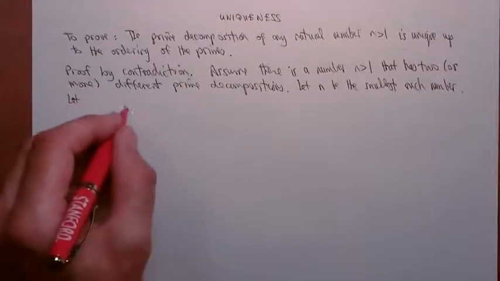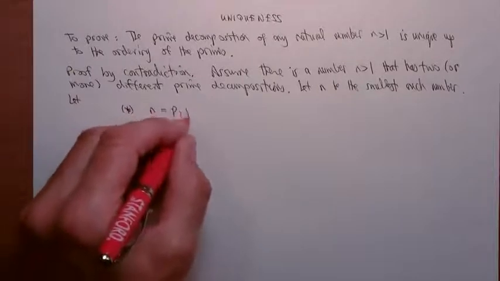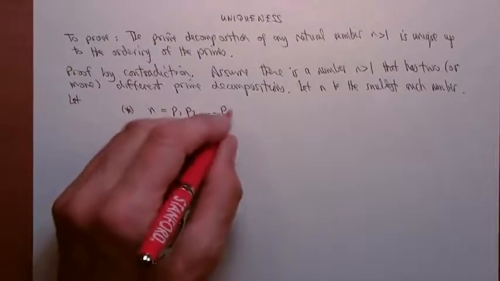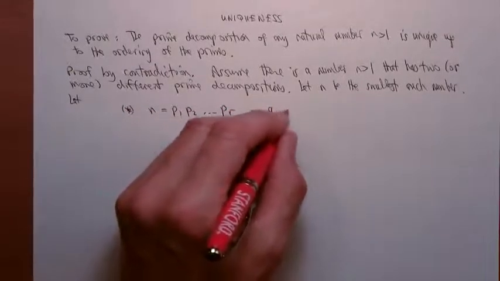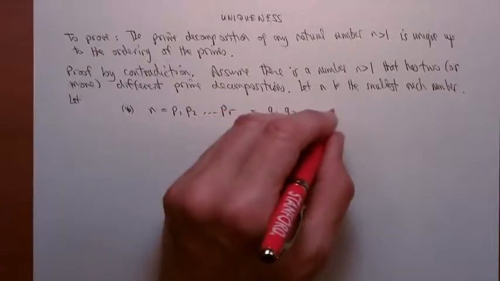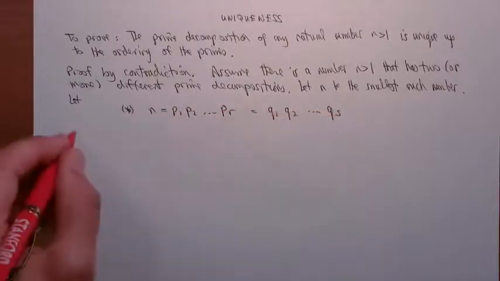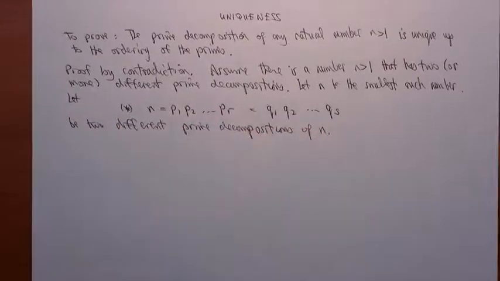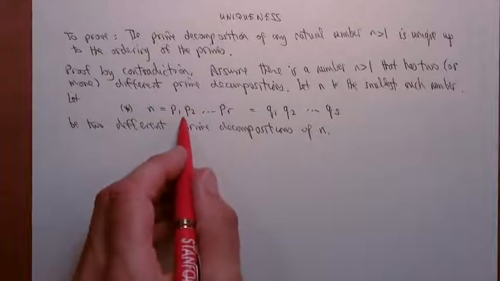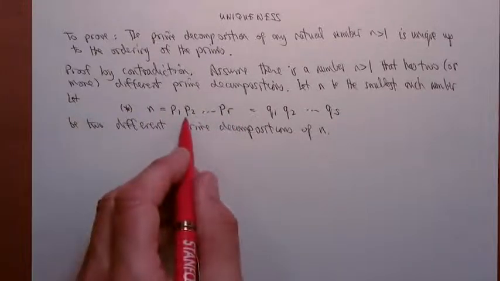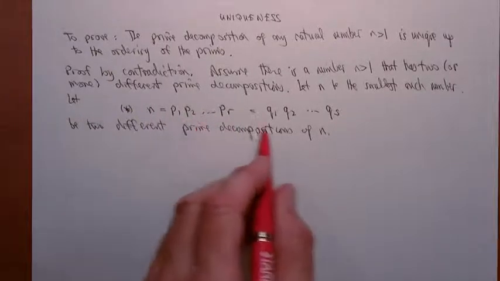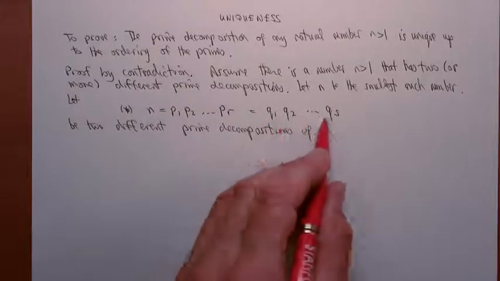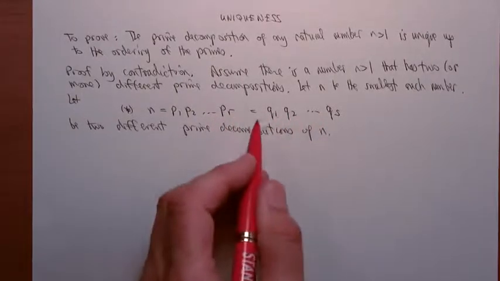Let n equal p1 times p2 times through pr, equals q1 times q2 through qs, be two different prime decompositions of n. So we have n as a product of r primes, and we also have n as a product of s primes, some of the primes being different.